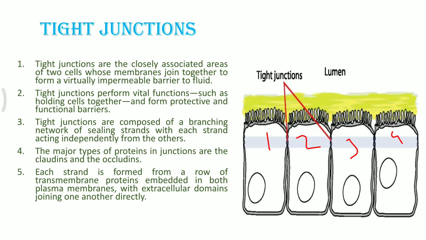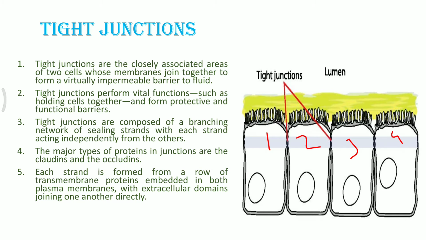The major types of proteins in tight junctions are claudins and occludins. Now, these are not very important for you, but these are different kinds of proteins which help in the formation of these strands. Each strand is formed from a row of transmembrane proteins. Transmembrane proteins are the proteins which connect the extracellular fluid and the intracellular fluid of a cell. So in that way, they are quite important, and they help in joining two cells together.